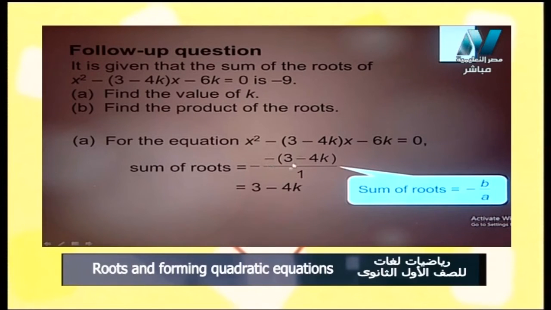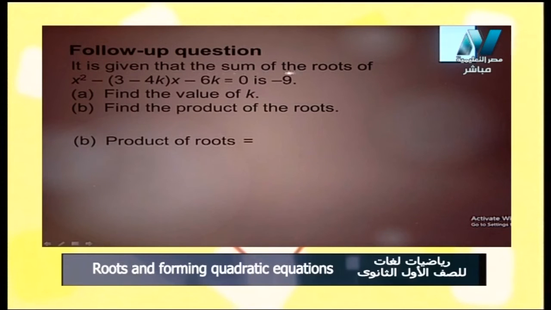Negative times 3 equals negative 3. Negative times negative 4 equals positive 4. But we multiplied them by negative to have 3 minus 4k. Yes, negative 9 equals 3 minus 4k, because we have here negative 9, the sum of the two roots. Solving the equation, we will get that k equals 3.